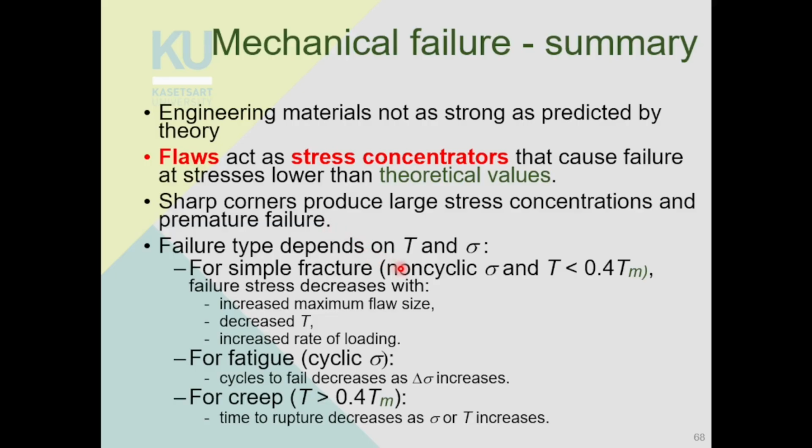Failure type depends on temperature and stress. For simple fracture, non-cyclic, like constant stress, and temperature of less than 0.4 Tm, failure stress decreases with increased maximum flaw size, decreased temperature, and increased rate of loading. Failure stress means the stress that you have to apply to break a piece of specimen. You require less stress if you have a larger maximum flaw size. You require less stress if you decrease temperature. If you decrease temperature, materials are usually more brittle, right? If you increase the rate of loading, instead of constant loading you change it to impact loading, the material will become more brittle as well.